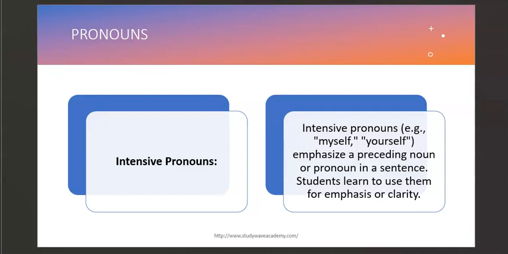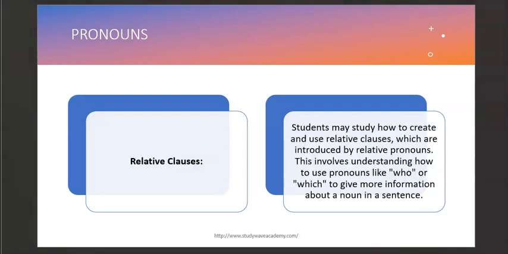Okay, then let's move to the next one, which we will call relative clauses. Now students may study how to create and use relative clauses, which are introduced by relative pronouns. They involve understanding how to use pronouns like who or which to give more information about a noun in a sentence. So I gave you examples of these sentences. For example, this is the girl who helped me yesterday. You notice the who that comes in the second part of the sentence gives more information about the noun.